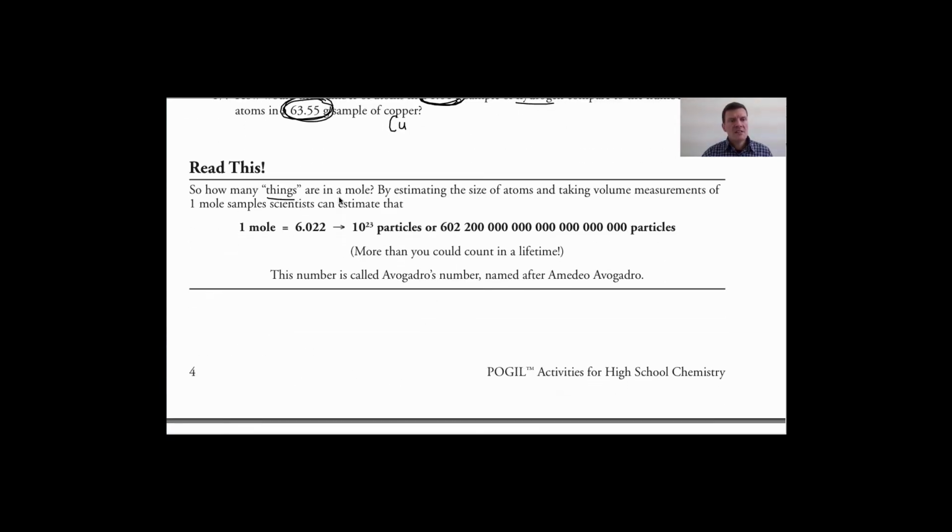So how many things are in a mole? By estimating the size of atoms and taking volume measurements of 1 mole samples, scientists can estimate that a mole is 6.022 times 10 to the 23rd. Look how huge that number is. Isn't that amazing? This number is called Avogadro's number because it's named after the scientist who discovered it.